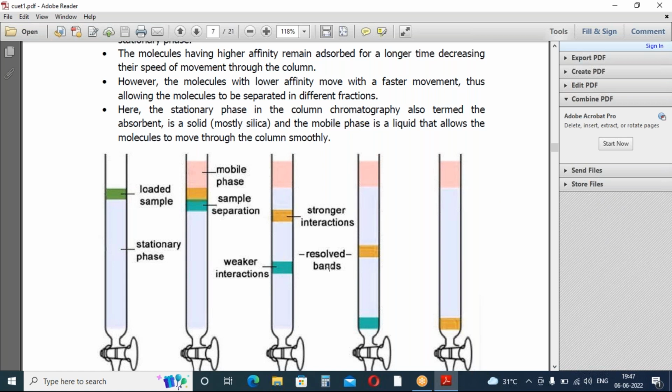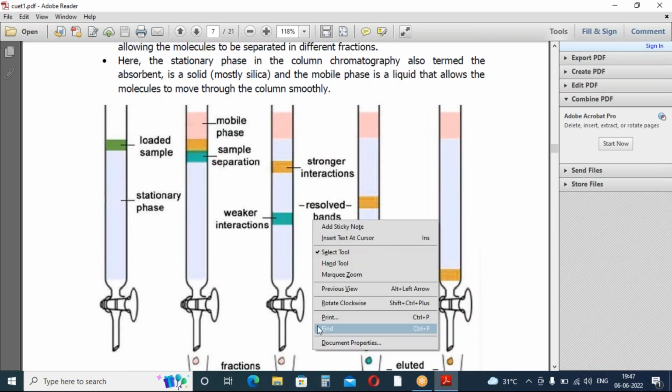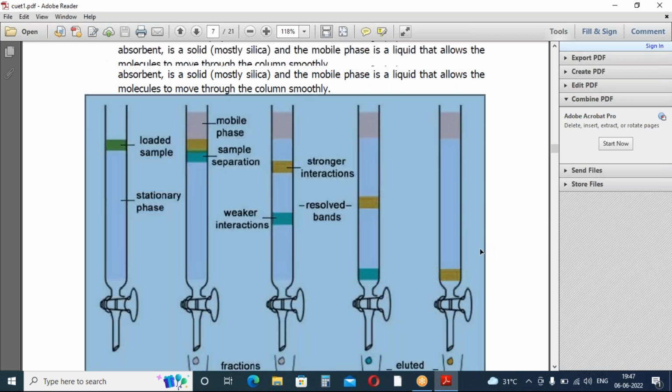and mobile phase. Stronger adsorption causes stronger interactions and weaker adsorption causes weaker interactions. The stronger interaction causes the retaining of the particles, which causes slow movement, whereas weaker interactions cause the fast movement of the particles. Okay, and this is the major principle that is involved in this column chromatography.